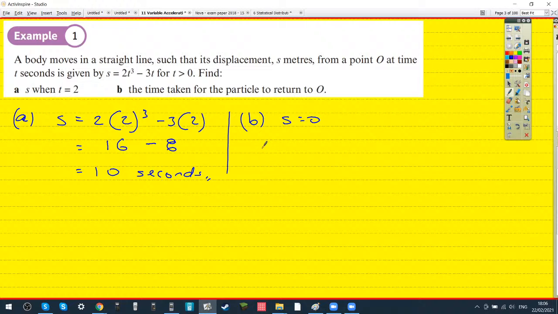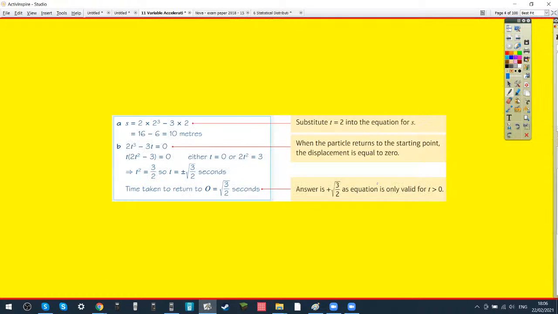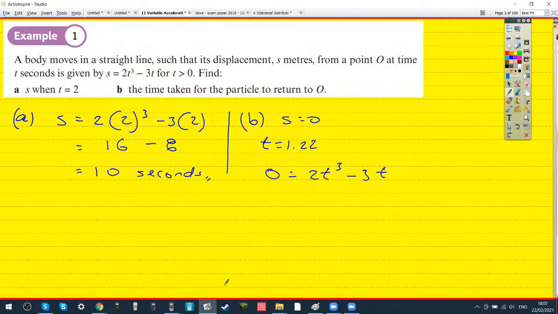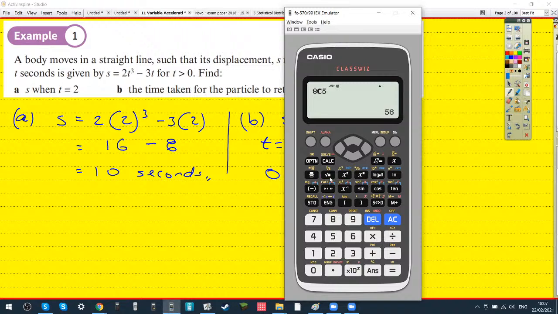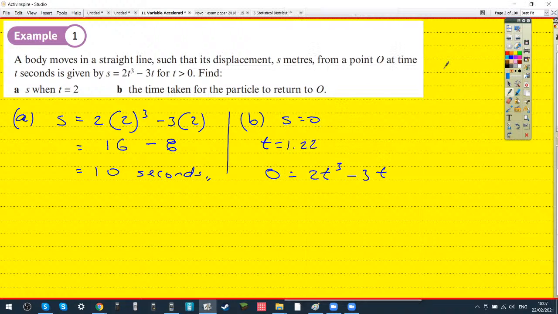0. I got roughly 1.22 seconds. T equals 1.22. Let me just write down, showed my working out. And another possibility is 0, I think, is it? Is it root 3 over 2? I put it into my scientific calculator. It just gave me this number. I just want to see. 1.22. Yeah, great. We're good.